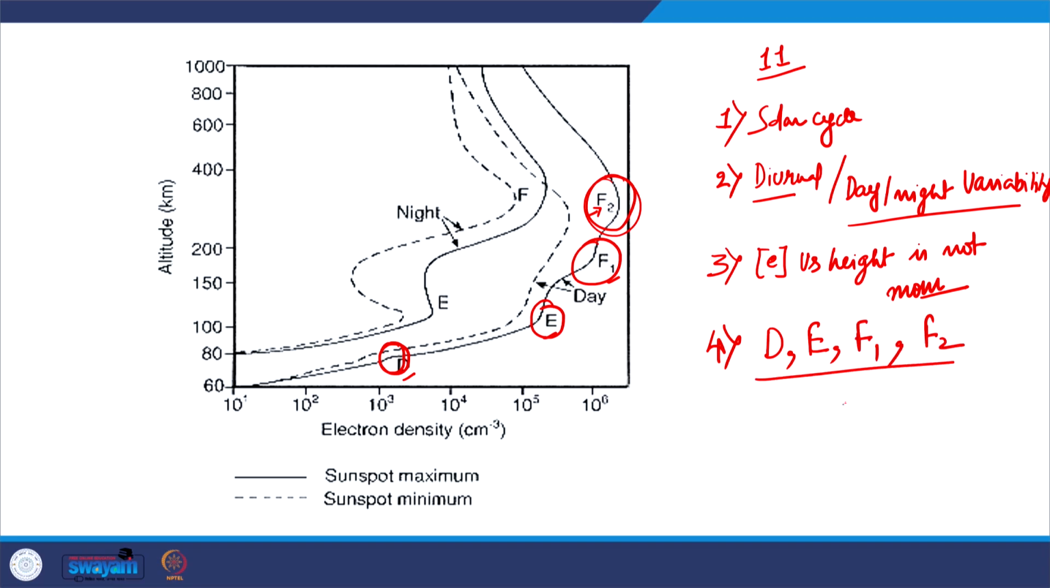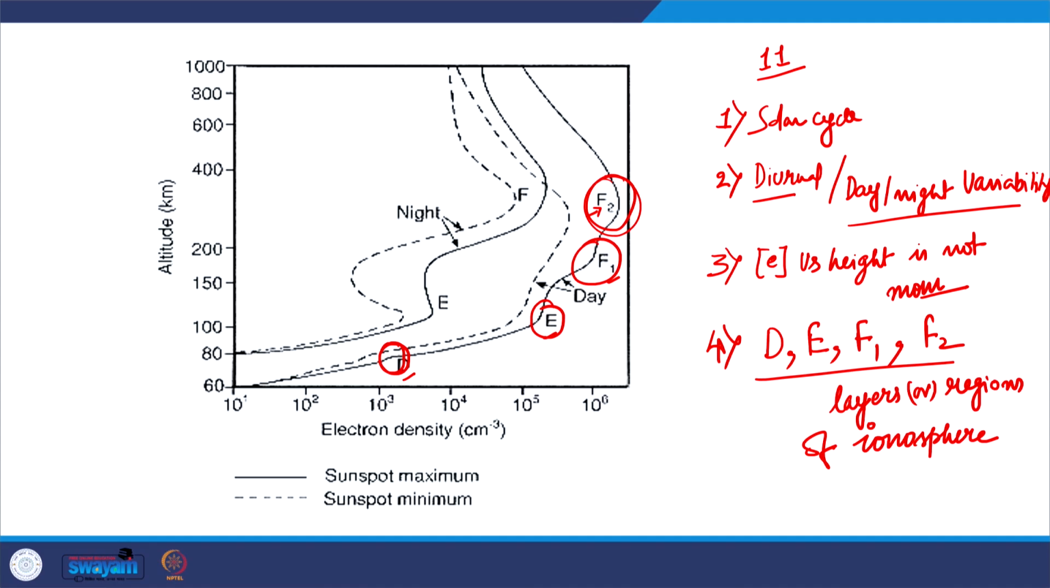What are these? These are called the layers or regions of the ionosphere. These are called various different layers or regions of the ionosphere.